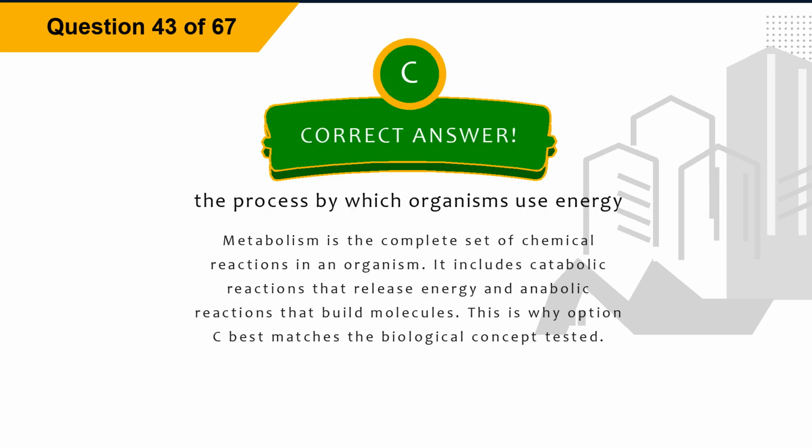The correct answer is option C. The process by which organisms use energy. Explanation. Metabolism is the complete set of chemical reactions in an organism. It includes catabolic reactions that release energy and anabolic reactions that build molecules. This is why option C best matches the biological concept tested.